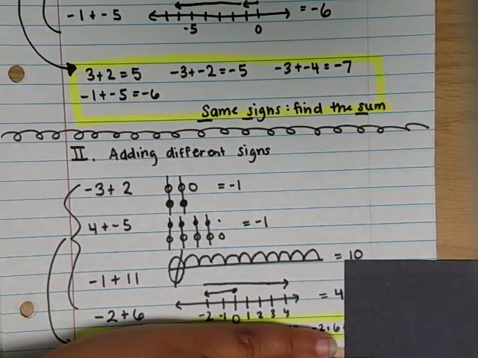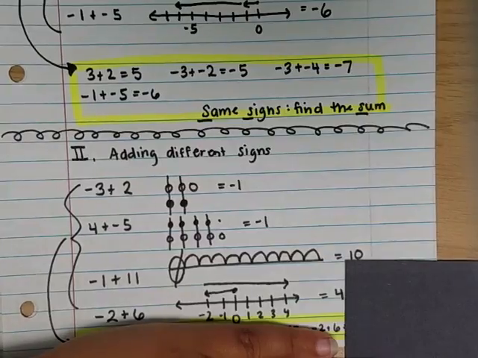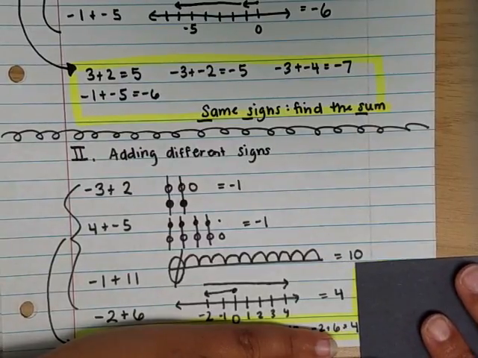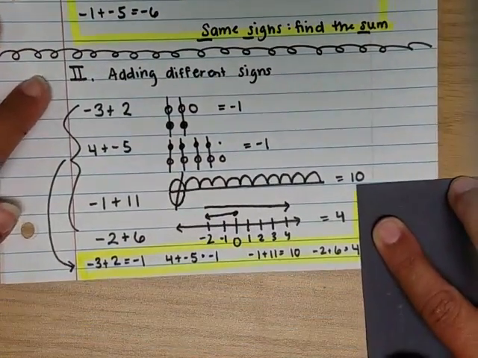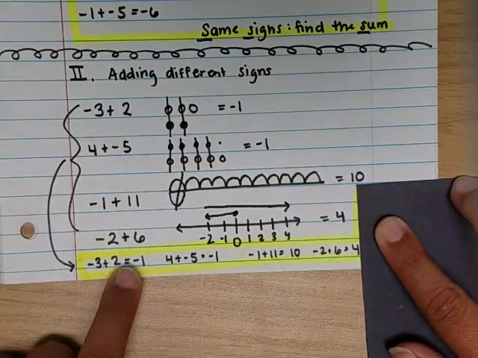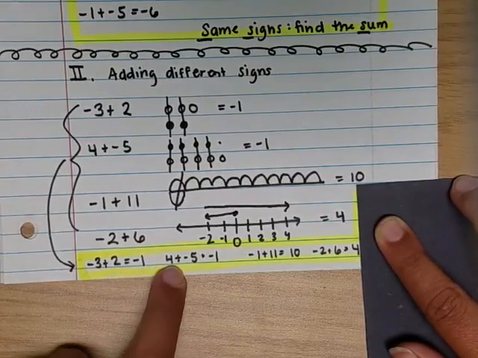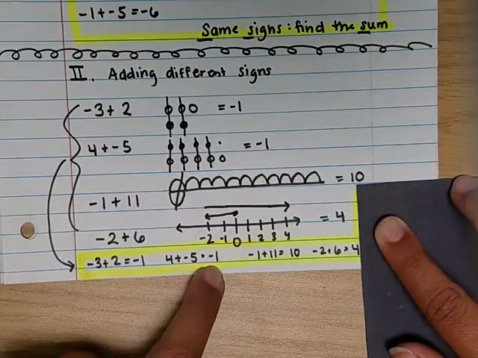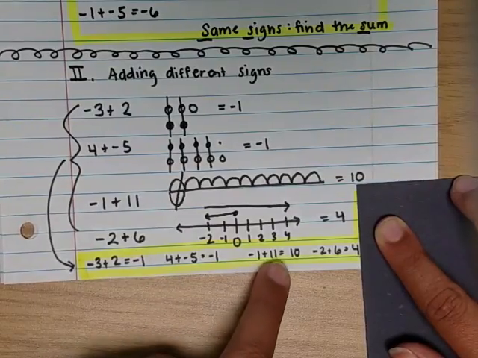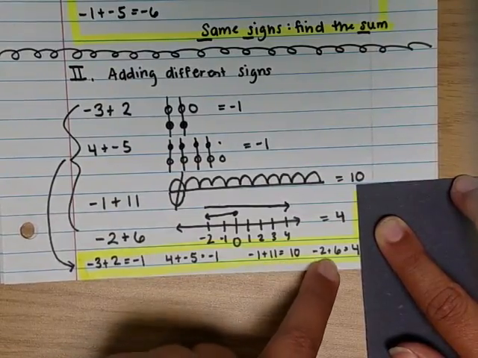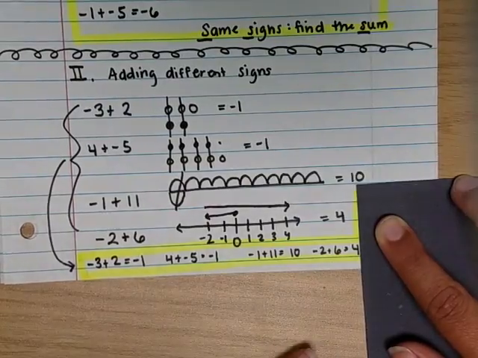So I'm going to rewrite all those problems like I did with the first part. We're going to see if we can see what the rule might be. Negative 3 plus 2 is negative 1. Positive 4 plus negative 5 is negative 1. Negative 1 plus 11 is positive 10. And negative 2 plus 6 is positive 4.